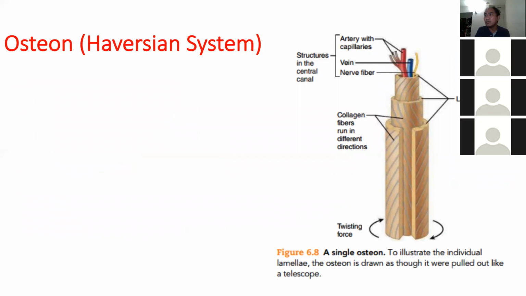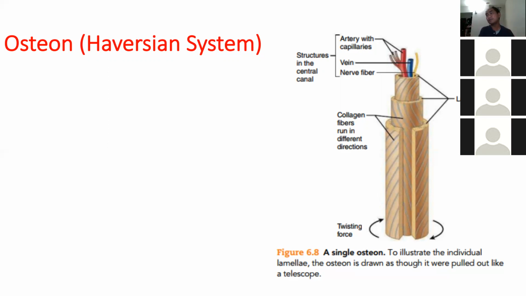So now I'm going to show you the interstitial lamellae. Interstitial lamellae are nothing more than collagen fibers running and spiraling around the Haversian canal. So their fibers will be like a zigzag, in opposite directions. One is going there, the other one is going there. So zigzag, zigzag, zigzag. That is the collagen fibers, and these are the interstitial lamellae, which will resist the twisting force.